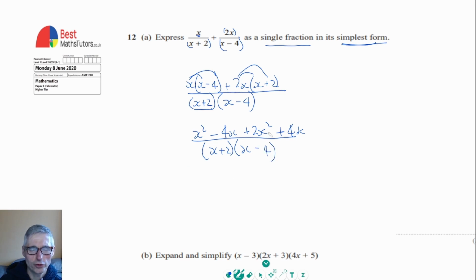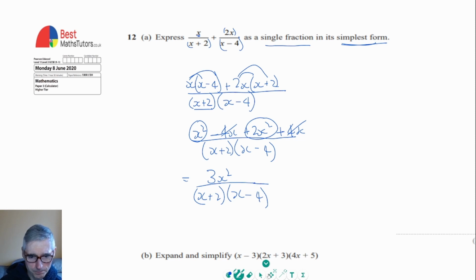And then I'm just going to collect up terms on the top line there. So that's going to equal, and I'm going to take the x squared and the 2x squared there. That's going to give me 3x squared. And then I've got minus 4x plus 4x. Because they're the same thing but with opposite signs, they're just going to cancel each other out. And this is still over the same denominator. So this is going to be, as required in the question, a single fraction in its simplest form.